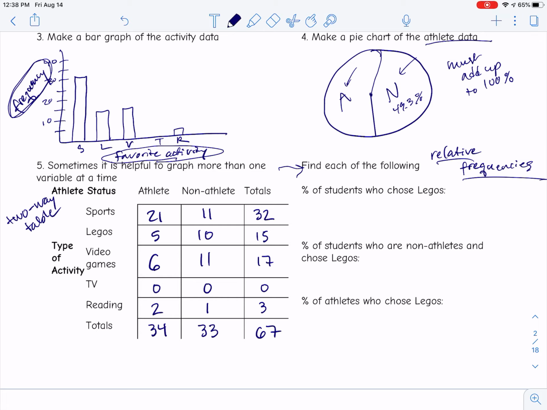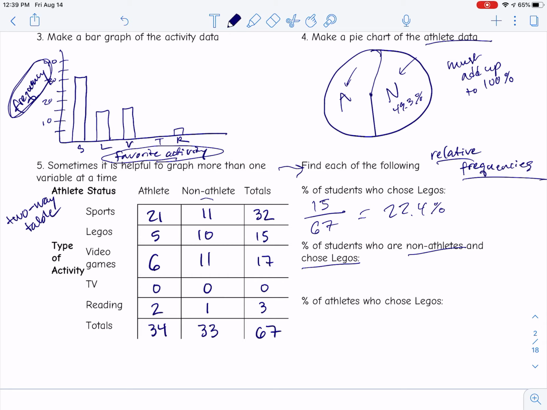So let's start with what the first question is asking. The percentage of students who chose Legos. So the percentage of total students, 67, who chose Legos, it's 15, which, let me look up quickly, is about 22.4%.